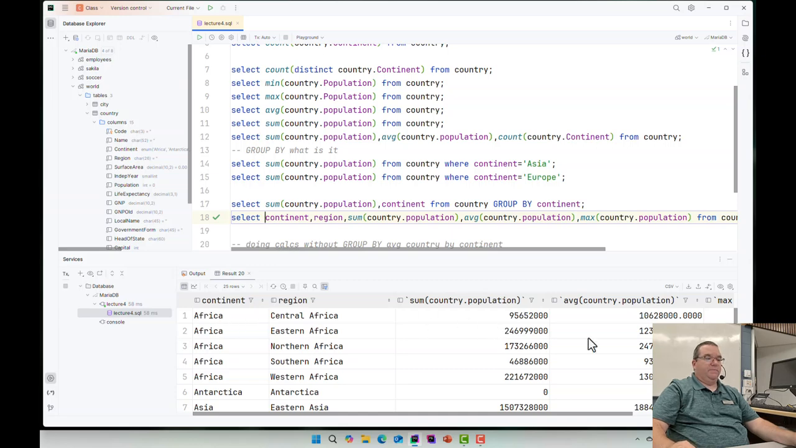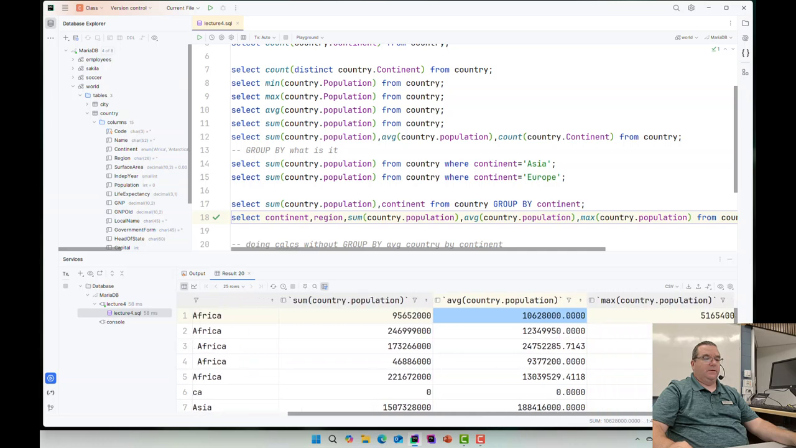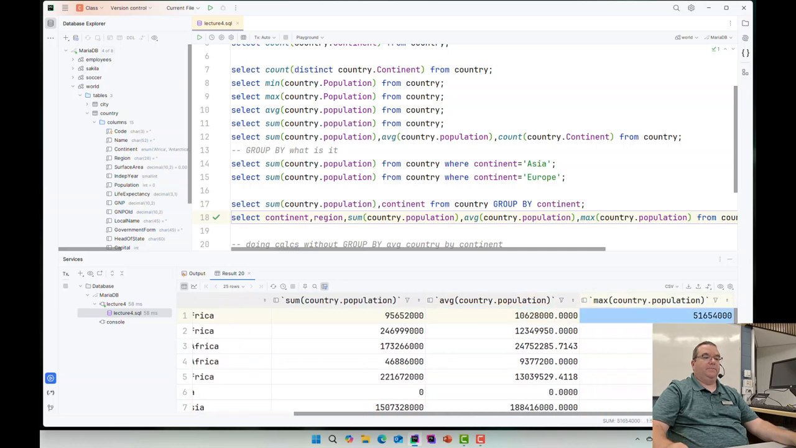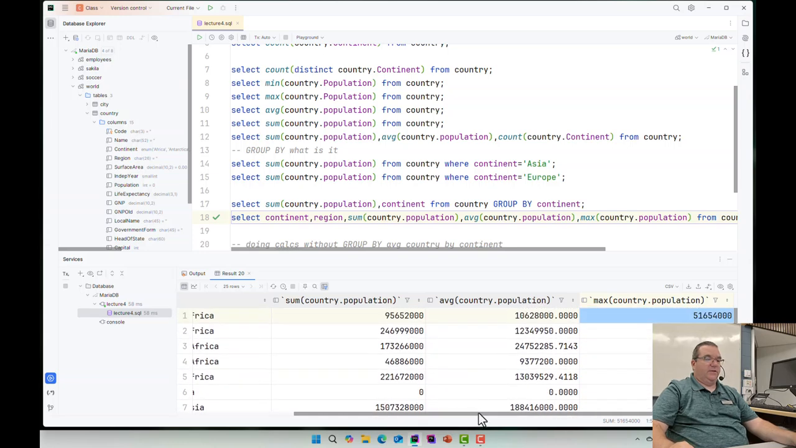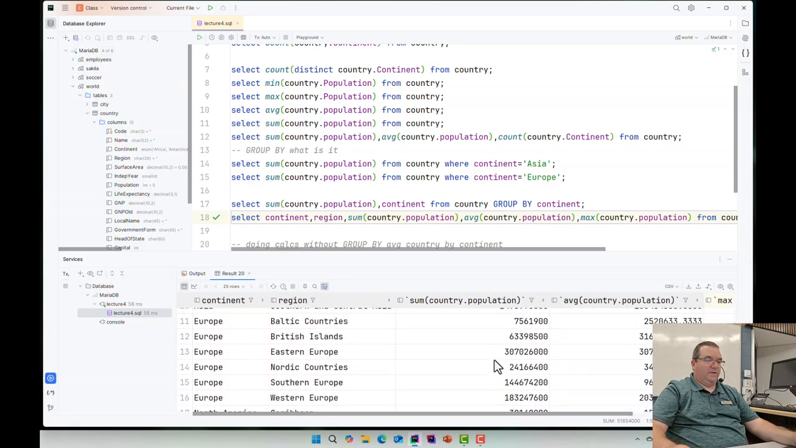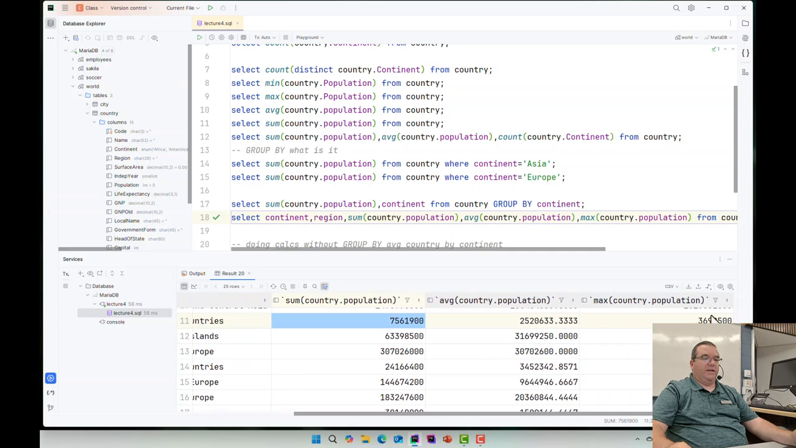Okay, so Africa, Central Africa: the sum of country populations is this, the average population is that, and the max population is that. Antarctica, well, it's zero. Officially, nobody lives there. So if we look at the Baltic countries, we see that they've got 7.5 million. The average population is 2.5 million. And the biggest country has 3.7-ish million.